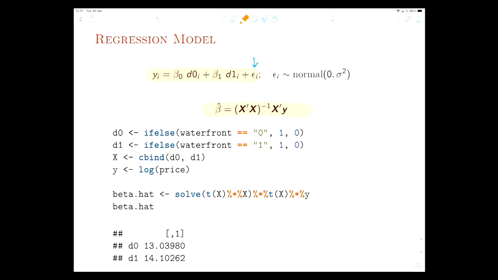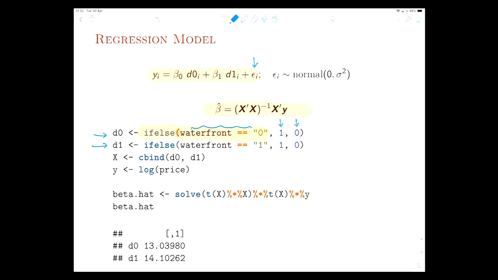Okay, so we create firstly our two variables D0 and D1, right? Notice how we create these variables. We're using the if-else command. The if-else command has a simple structure. The first part is the condition that needs to be satisfied. If it is true, then you take on the first value. If it is false, you take the second value. So that's how an if-else statement works.